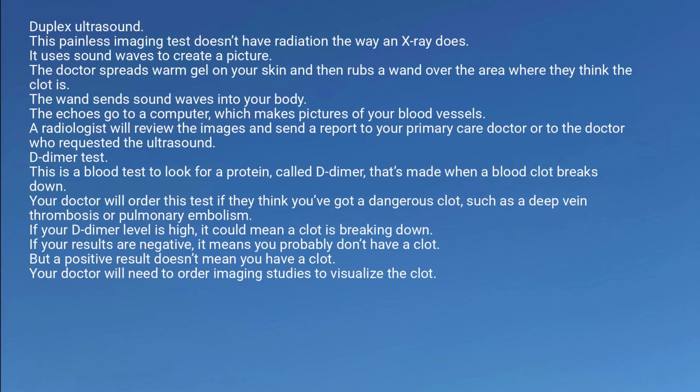D-dimer test. This is a blood test to look for a protein, called D-dimer, that's made when a blood clot breaks down. Your doctor will order this test if they think you've got a dangerous clot, such as a deep vein thrombosis or pulmonary embolism. If your D-dimer level is high, it could mean a clot is breaking down. If your results are negative, it means you probably don't have a clot. But a positive result doesn't mean you have a clot. Your doctor will need to order imaging studies to visualize the clot.